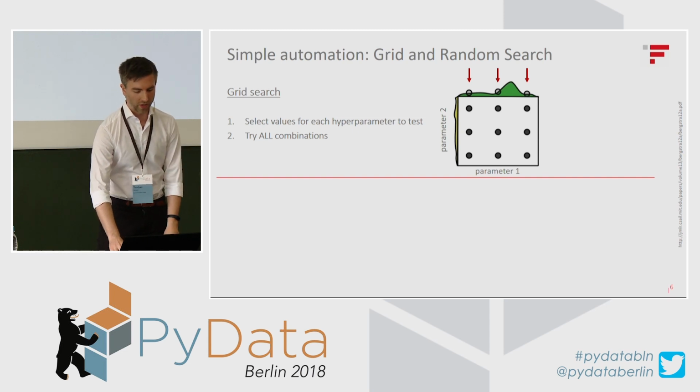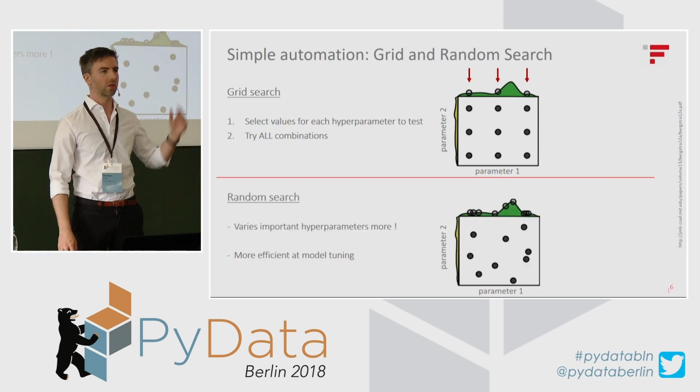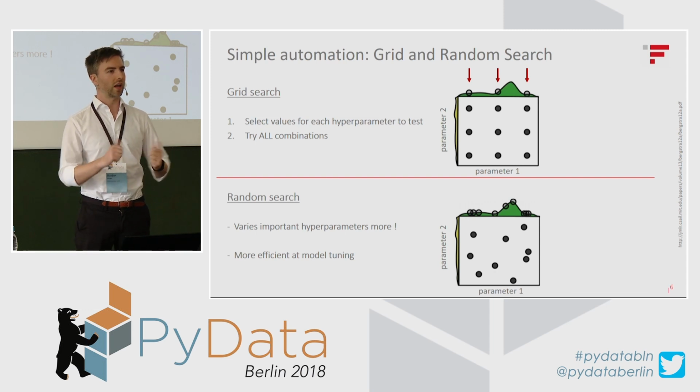To the rescue comes random search. In random search, you won't have to sample more often. You just sample randomly over an interval for each hyperparameter.